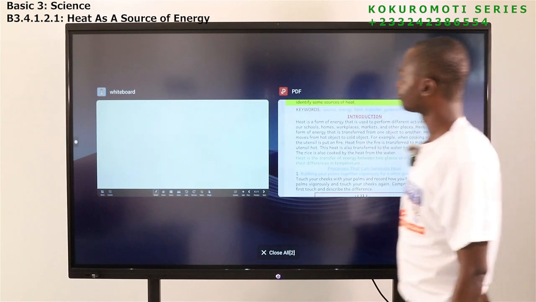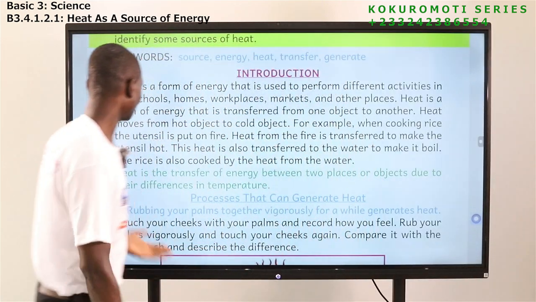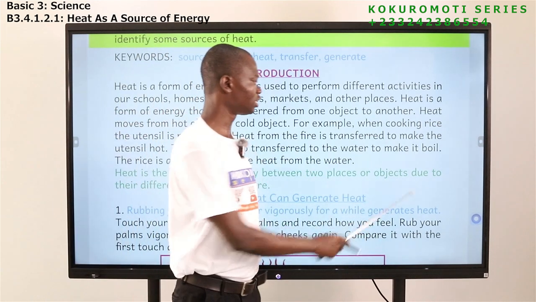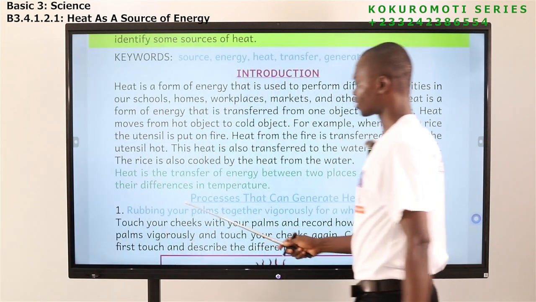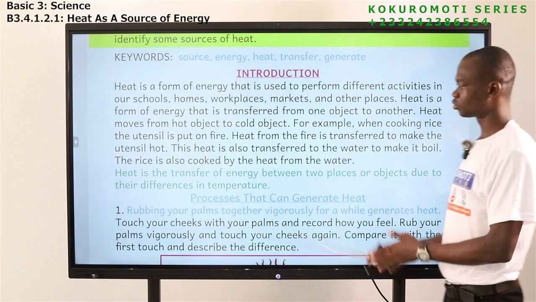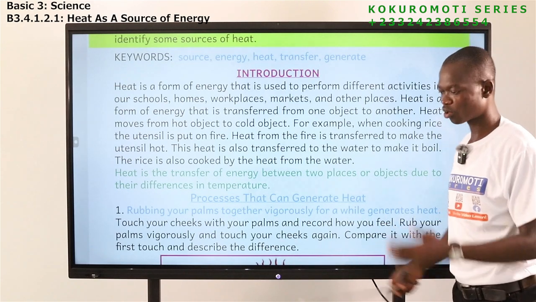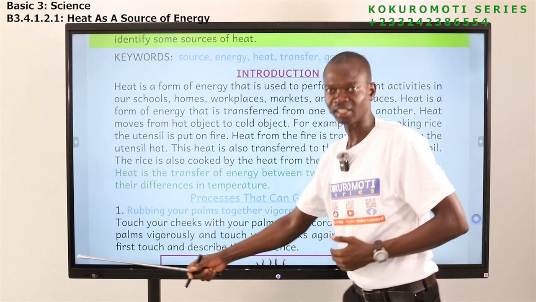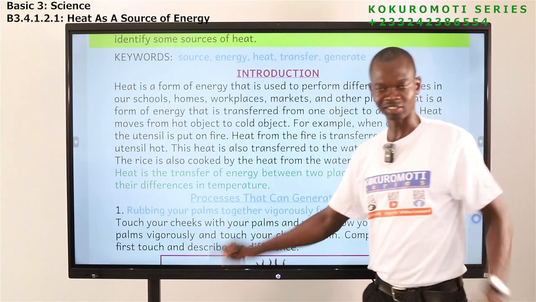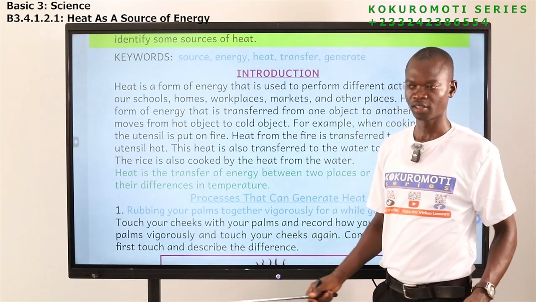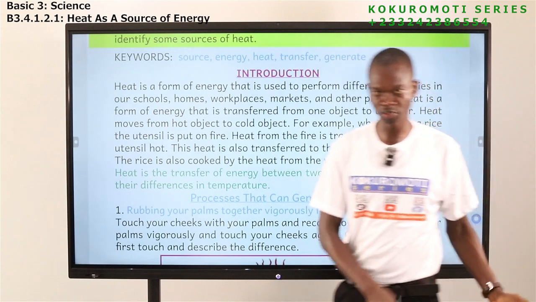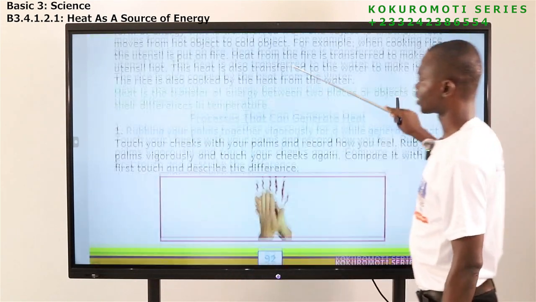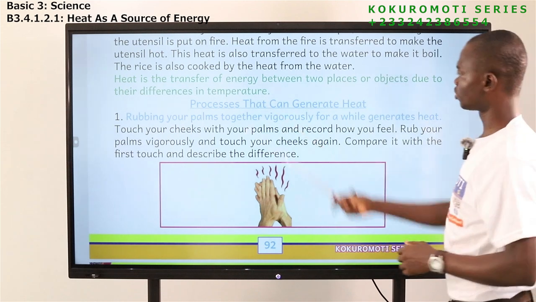Let's go back. Heat is a transfer of energy between two places or objects due to their differences in temperature. So before heat can travel from one point to another, it means the temperatures of the two places are different. They are not the same. And it always moves from a hot point to a cold point. Very good.